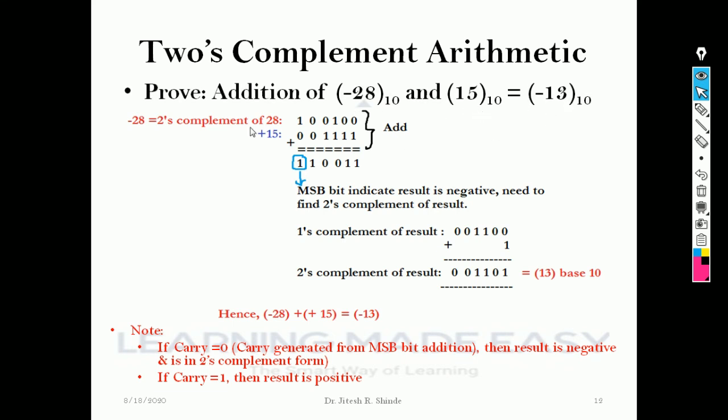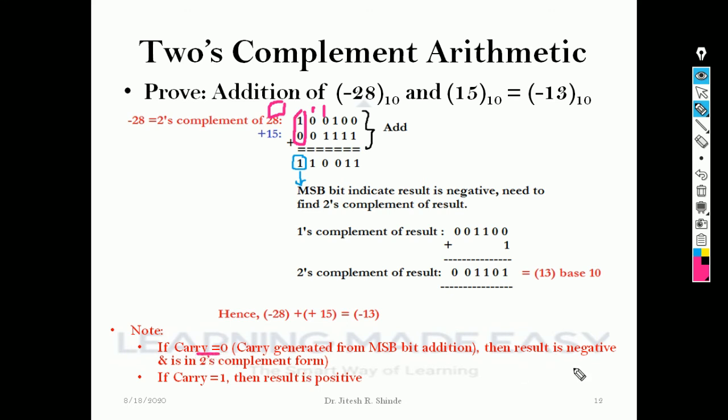Minus 28, the 2's complement of plus 28, is 100100. We have seen that in the previous slide. Plus 15 representation is 001111. If we perform the addition: 0 plus 1 is 1, 0 plus 1 is 1, 1 plus 1 is 0 with a carry generated, 1 plus 1 is 0 with a carry generated, and 1 here, 1 here. From the MSB bit addition, here no carry is getting generated. So the carry is equal to 0.